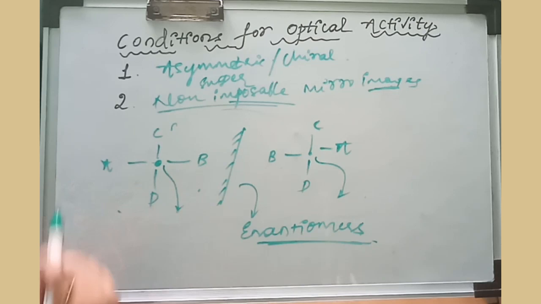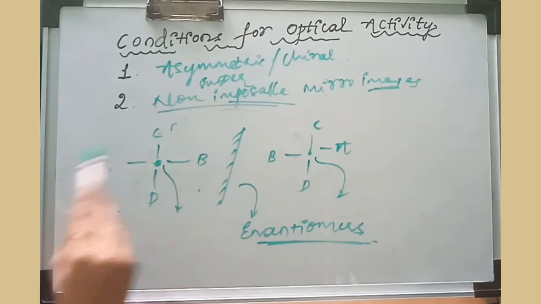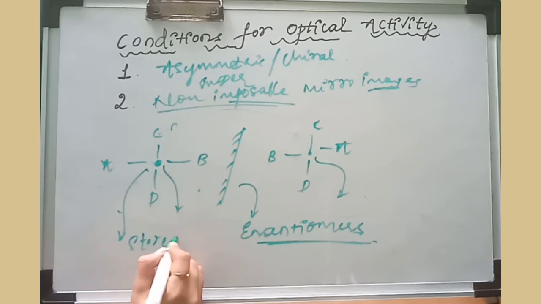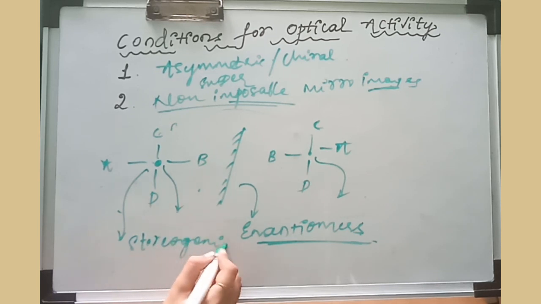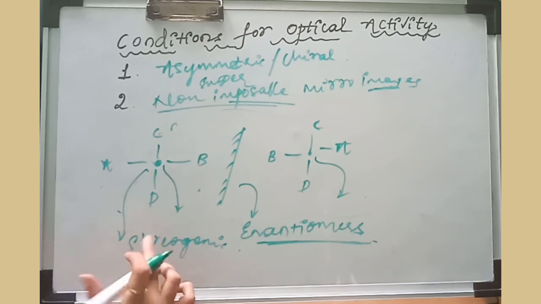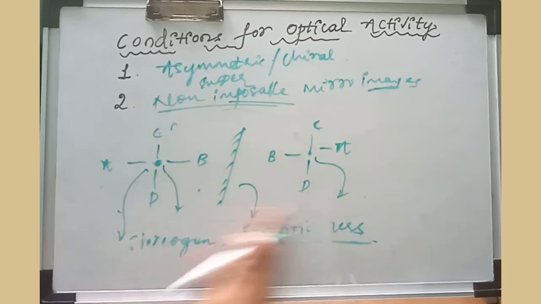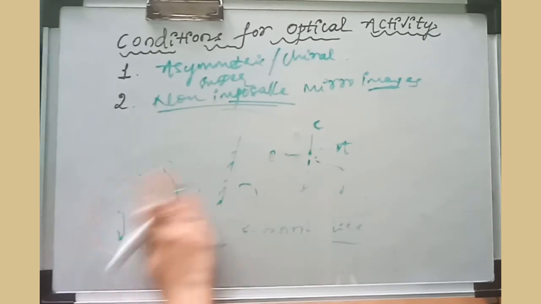All these groups that are attached are different. This is called a stereogenic center. They may ask you to define stereogenic center. That is also important. And then remember, some compounds may have one stereogenic center, or some compounds may have more than two stereogenic centers as well.